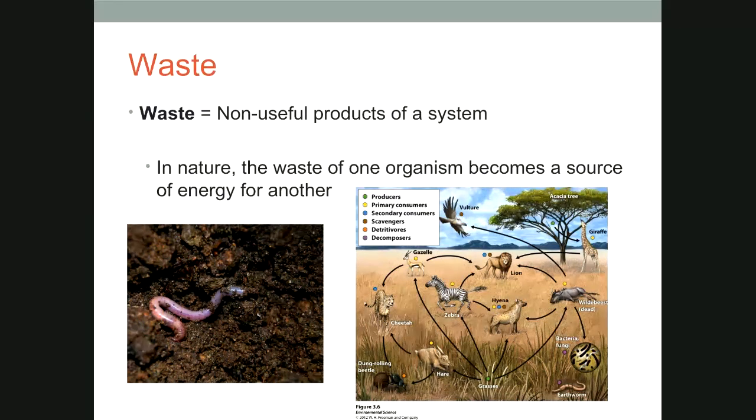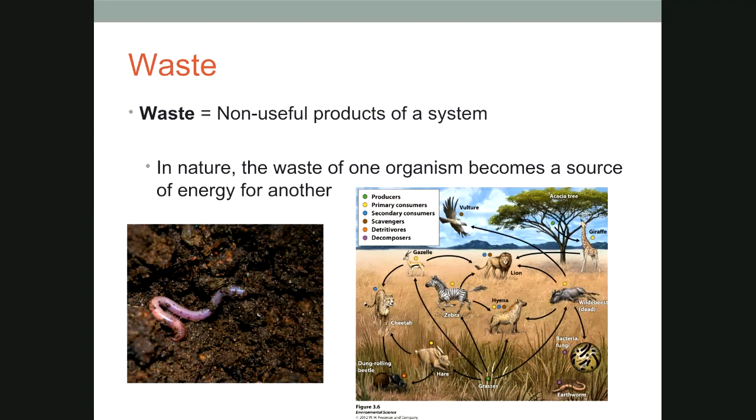So humans are unique in an ecosystem in that we're truly the only species that generate real waste. Waste is defined as any non-useful products of a system. So in nature, typically you see the waste of one organism becoming a source of energy for another organism.